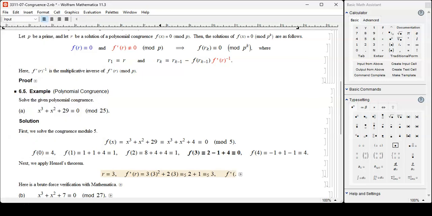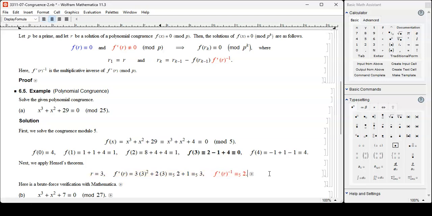So f prime of r inverse, f prime of 3 inverse, it's 2. That's what it is, isn't it? 2 times 3 is 6, and that's congruent to 1 modulo 5. Okay, all right, we got it back. So we're going to put in 2 right here.